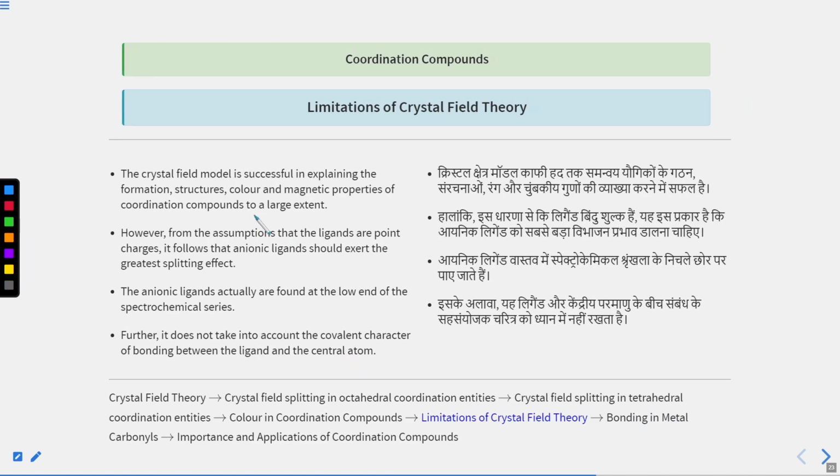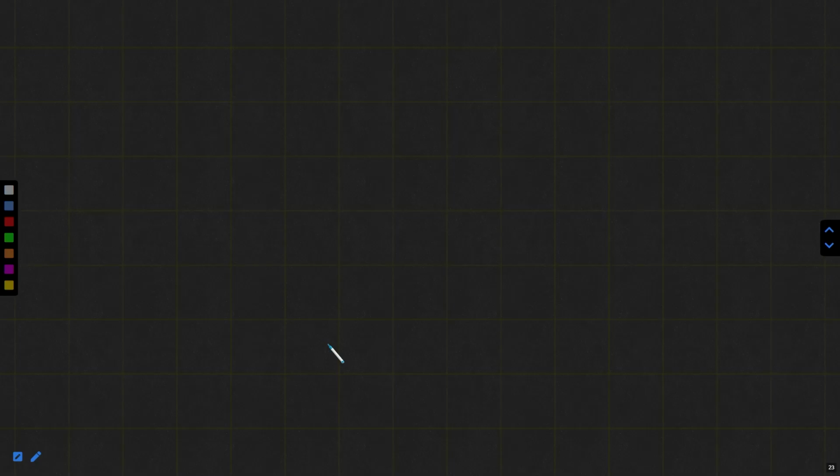Now, although it is able to explain all of this, it has again some limitations. First of all, it does not take into consideration the covalent character. There is a covalent character, and it is not completely based upon ionic bonding. Okay.